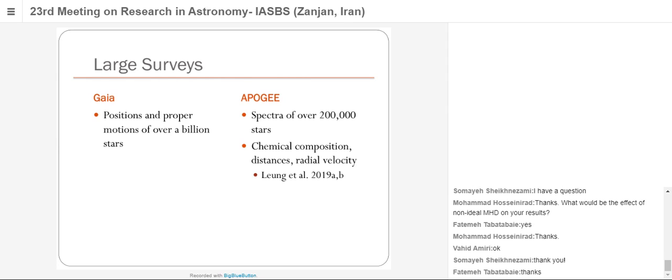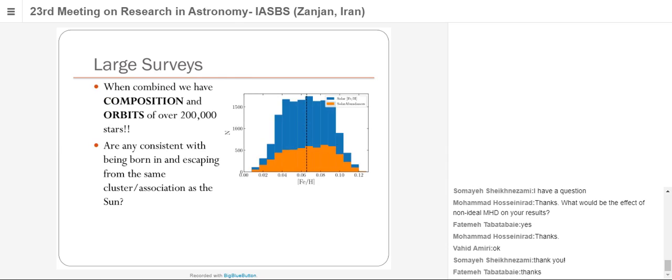Gaia gives us the bulk of the information that we need: positions and proper motions of over 1 billion stars. Then you throw in APOGEE, which gives you spectra for over 200,000 stars. You now have a very large parameter space that you can really use to qualify and quantify every given star in the data set. So combining Gaia and APOGEE together, you have the composition and orbits of over 200,000 stars.